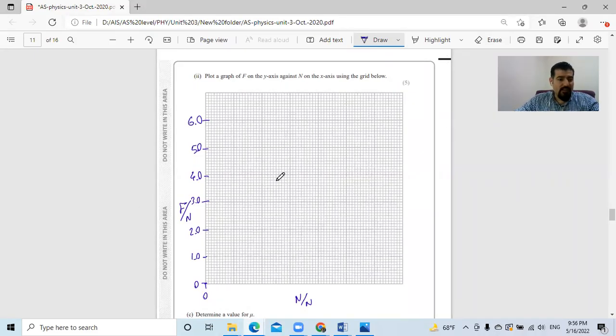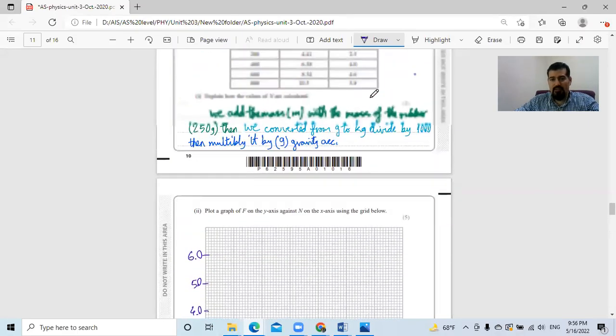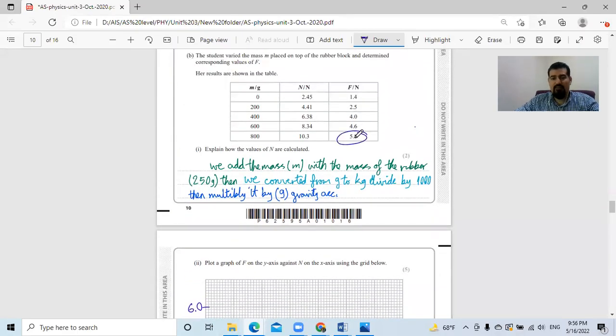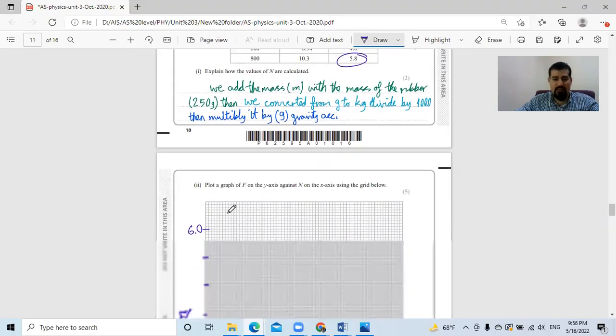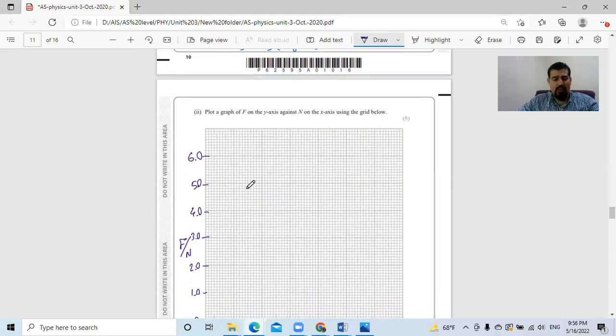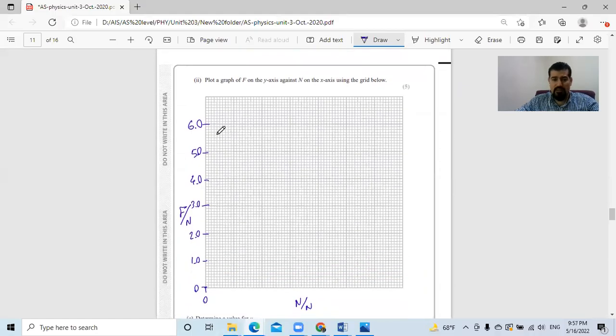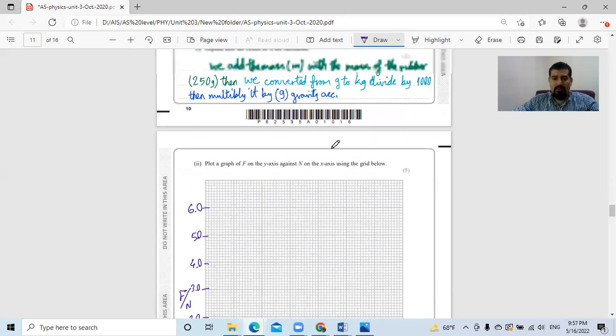Sir, how do we use the scale of the graph? Okay, the maximum value of the force is 5.8. So if it's a little bit above it and you cover more than two-thirds of the graph, or the scale, this is a suitable scale. The same thing on the load here.